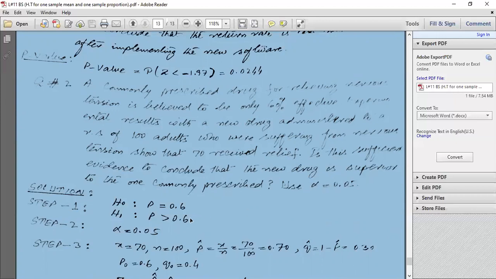Students, alpha you have been given is 0.05. 60% means 0.6. A new drug was administered to a random sample. The random sample size n is equal to 100, and x is equal to 70.